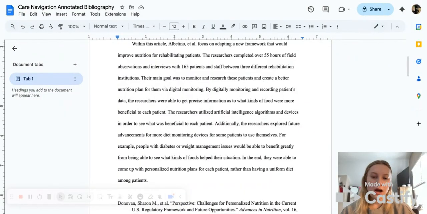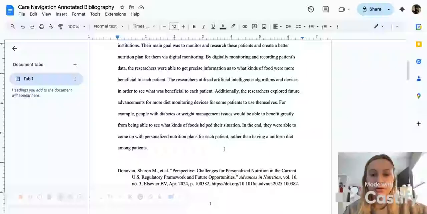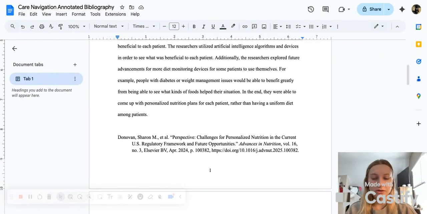their health. And so, one example that I do include in this little annotated bibliography is that people with diabetes and weight management issues benefit greatly from these because they can see what food is going to help their insulin levels or what's going to tank it. People with diabetes typically already have a pretty good knowledge about that, but with these devices, they can pinpoint to the exact number of how much their insulin levels are going to be going up or down. And in the end, they did actually come up with a personalized nutrition plan for each patient rather than having just a uniform diet among patients that are in institutions.